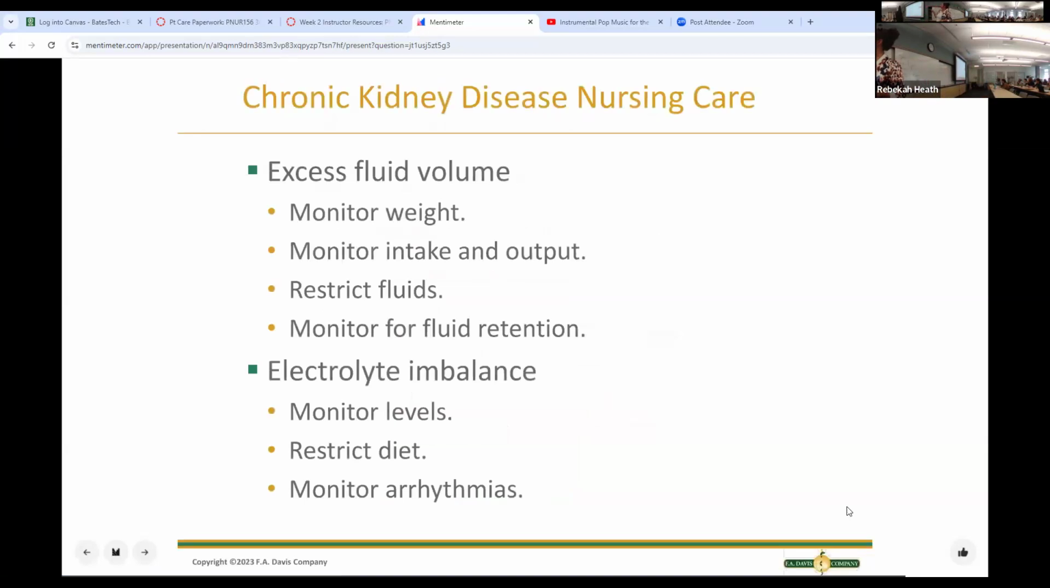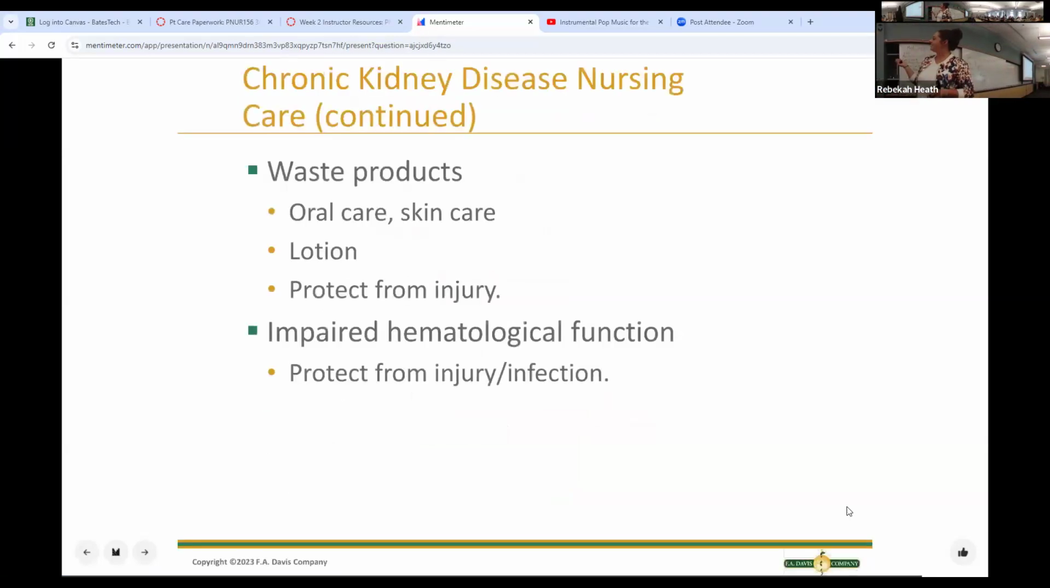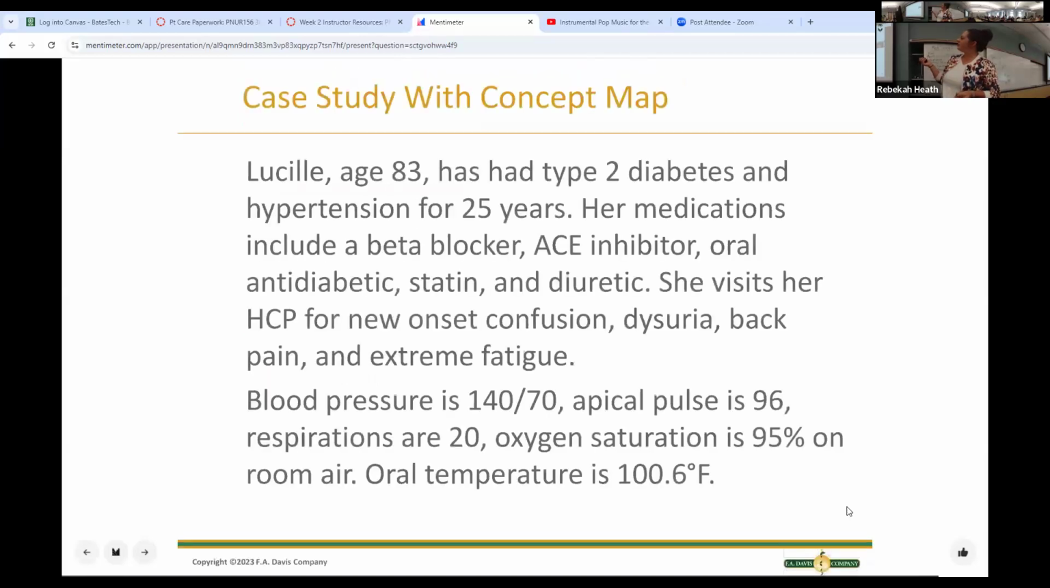Here are some nursing diagnoses, nursing care. We talked about all this already. Chronic kidney disease, we talked about this. Okay, I don't want to do this right now. I want to move to concept maps.